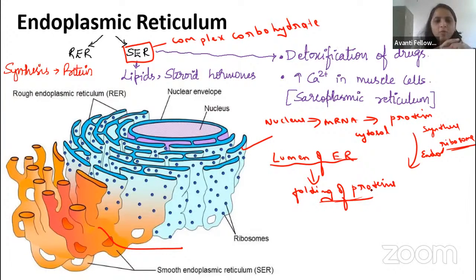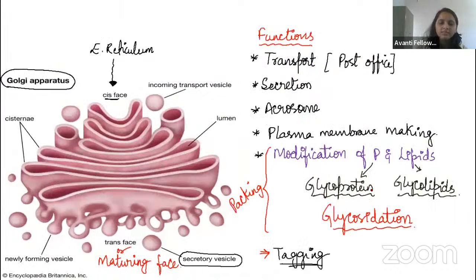Formation of the disulfide bond and the formation of the different bonds will take place in the endoplasmic reticulum. Remember, guys, in the endoplasmic reticulum, the formation of the bonds and everything will take place. Not the peptide bond. So this is about the endoplasmic reticulum.